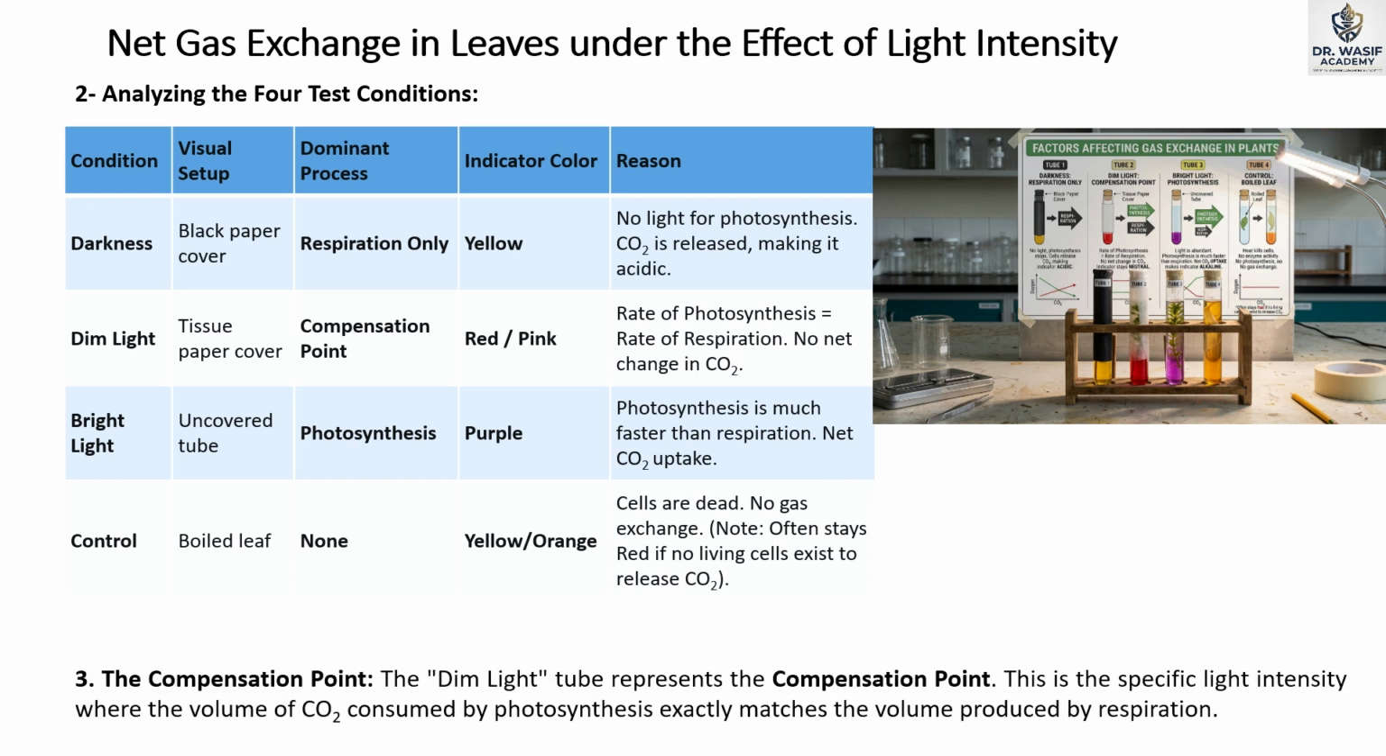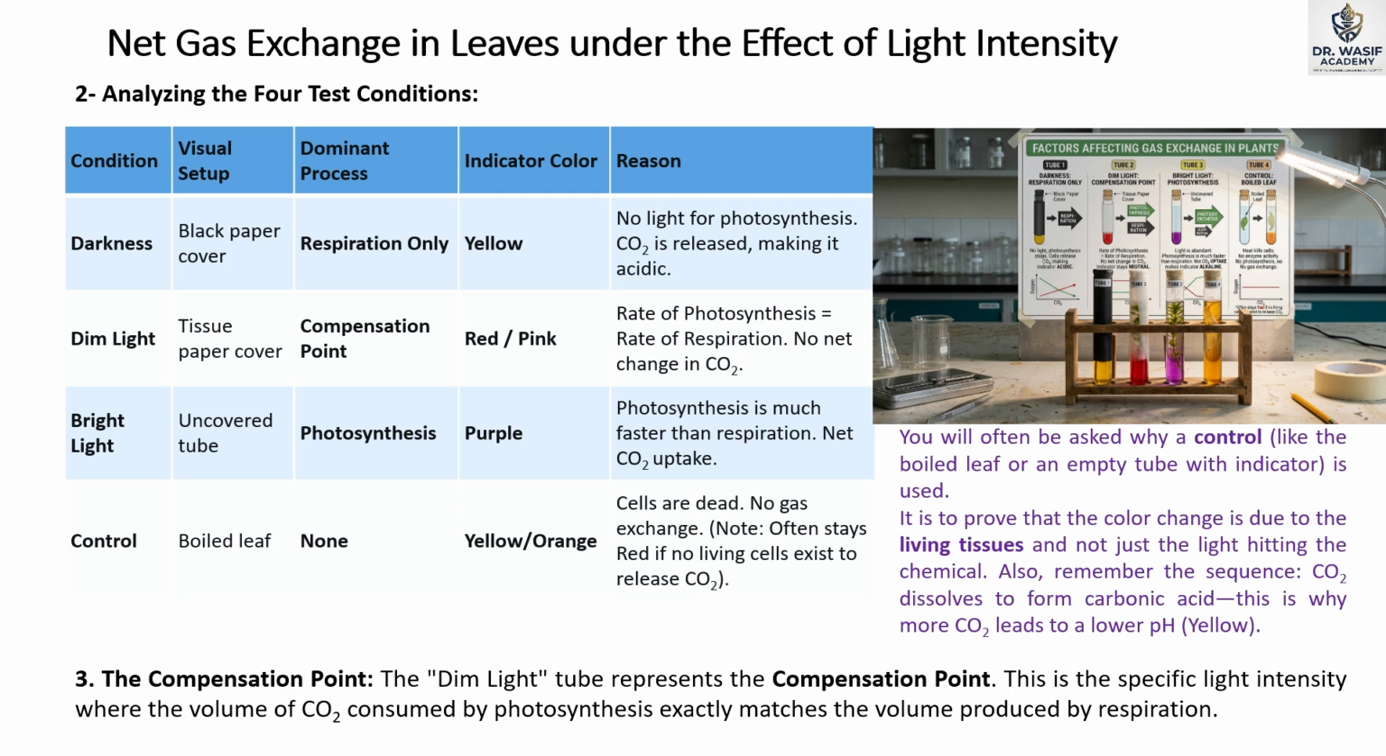This is the definition of compensation point. That is, the dim light tube represents the compensation point. This is the specific light intensity where the volume of carbon dioxide consumed by photosynthesis exactly matches the volume produced by respiration.